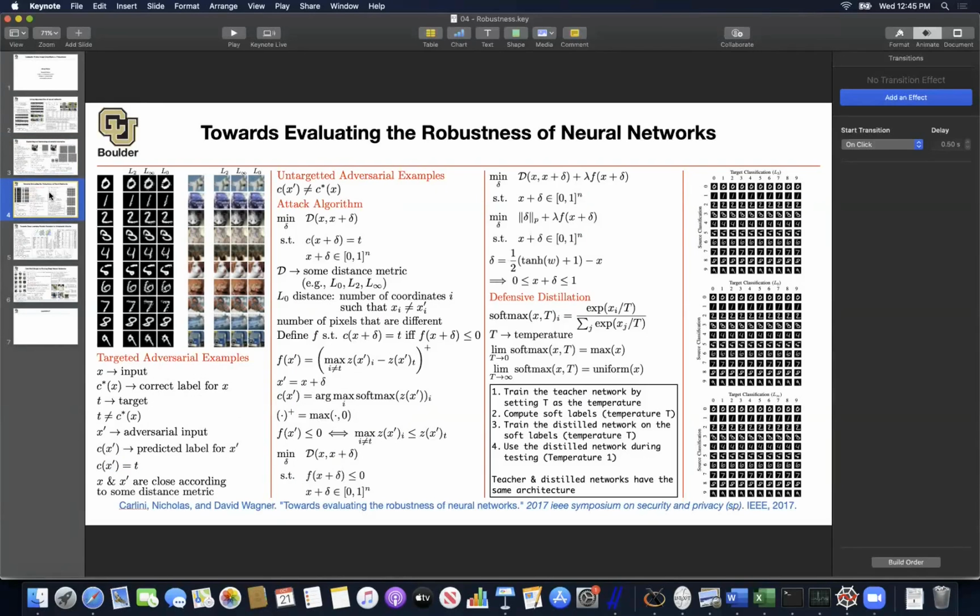Then there were a couple of papers claiming that defensive distillation, or actually distillation, is a good way to defend against adversarial examples. This paper came along and said, if I change the objective function for finding adversarial examples to something else, then even defensive distillation is not going to do any good.